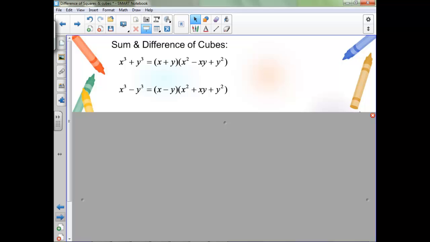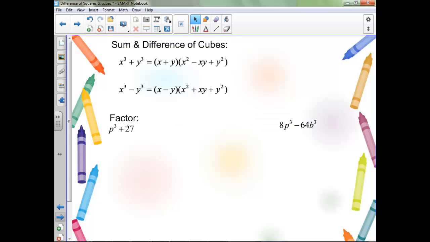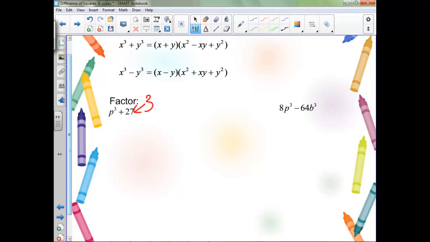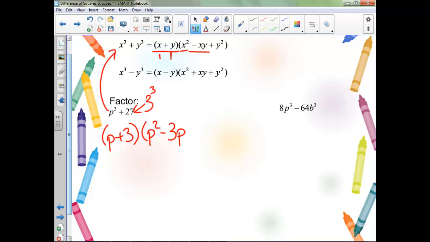It also works if you have a sum and difference of cubes, so numbers that are getting cubed. So let's use these. So notice this 27 is actually 3 cubed. So we're going to be using this first pattern. So we'll have the things that are getting cubed, so p plus 3. And then the first thing squared, so p squared, minus each of these first two terms times each other, so 3 times p, and then we'll have our plus this third term squared, so 3 squared, which was 9.